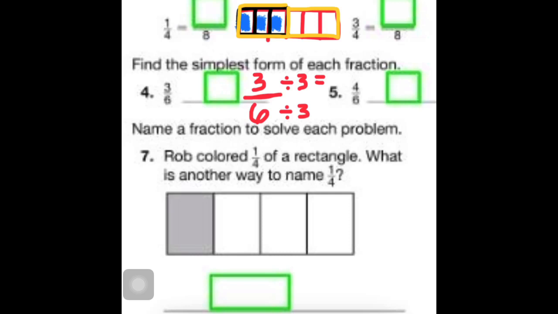And when I do that, 3 divided by 3 equals 1, and 6 divided by 3 is 2. I know that because 2 times 3 is 6, and 1 times 3 is 3. And that brings me to 1/2. That brings me to the simplest form, 1/2. And there you go.